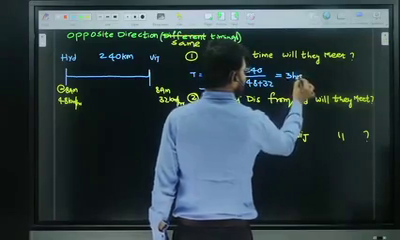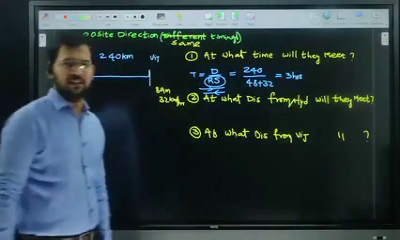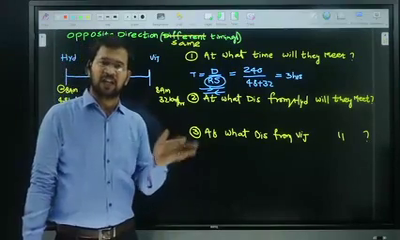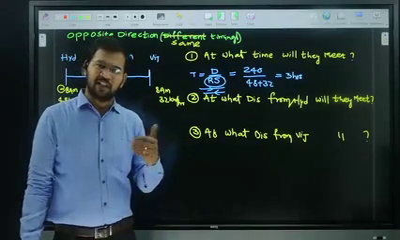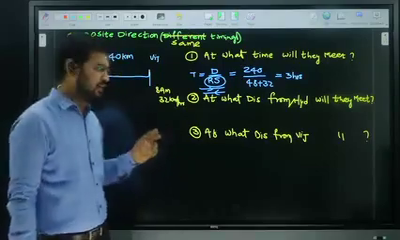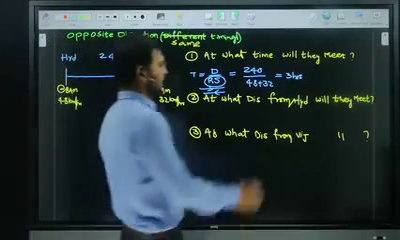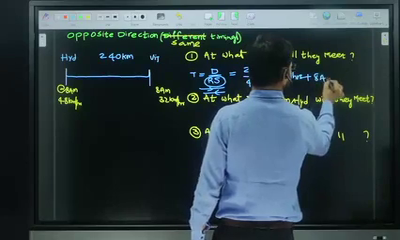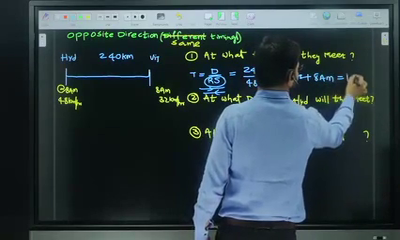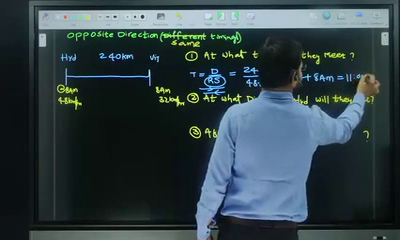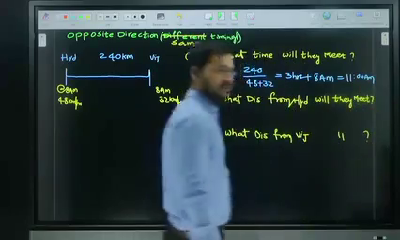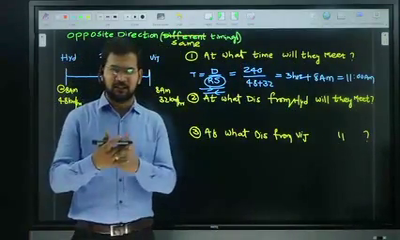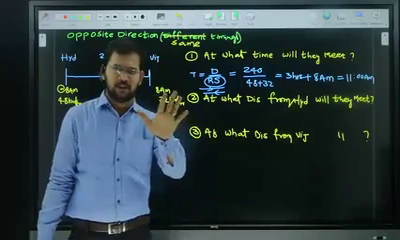But 3 hours is not your answer. They're not asking in how much time, they're asking at what time. After they start, it will take 3 hours. Starting time is 8 a.m. 3 hours plus 8 a.m. is 11 a.m. So your answer is exactly 11 a.m. At 11 o'clock, both the trains pass each other. All of you clear?